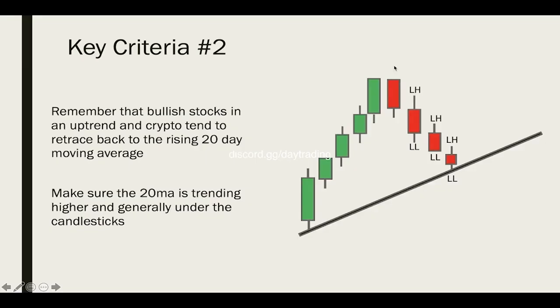Key criteria number 2. This one is very important. We want to make sure that the 20-day moving average is trending higher and under price, okay? I can't emphasize this enough, guys. I keep talking about the 20-day moving average because it is extremely important, especially for this setup, okay? We want it to be trending and under price.